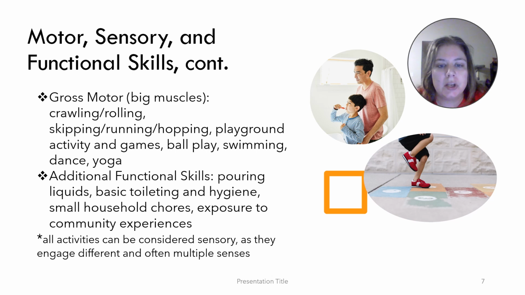Some additional functional skills, like I said: making sure that you can use utensils, making sure that you can dress yourself. We're talking about pouring liquids. That's very useful in a kitchen setting, where they're going to have to learn how to cook at some point. Basic toileting and hygiene: not necessarily getting them potty trained, but yes, potty training, knowing how to wipe correctly, knowing how to brush their teeth, knowing how to bathe themselves correctly. These are all things you can teach young children and then do as appropriate.